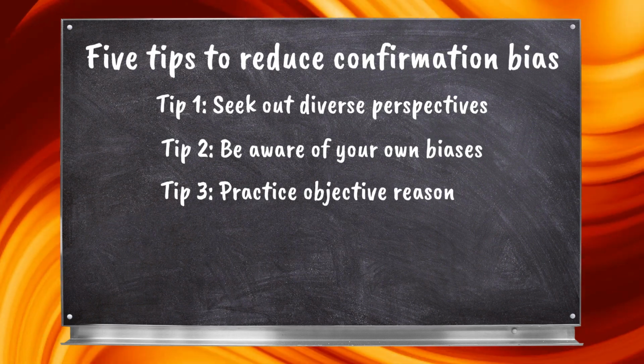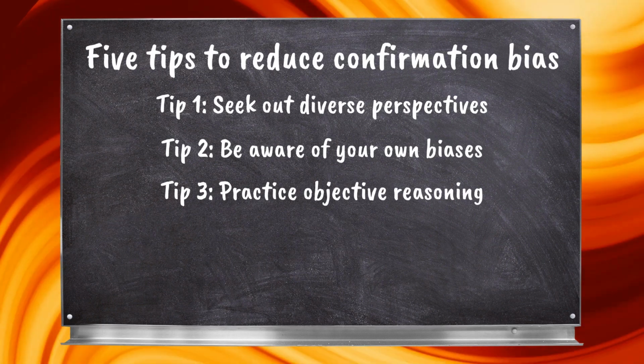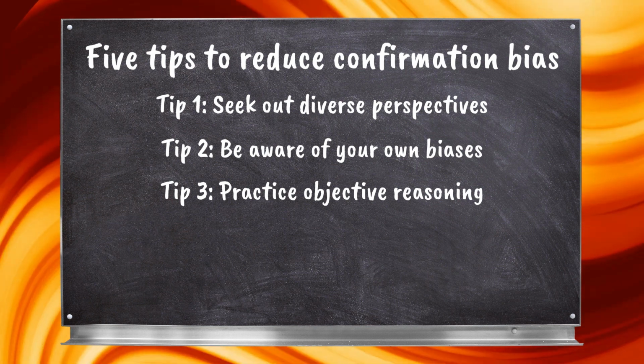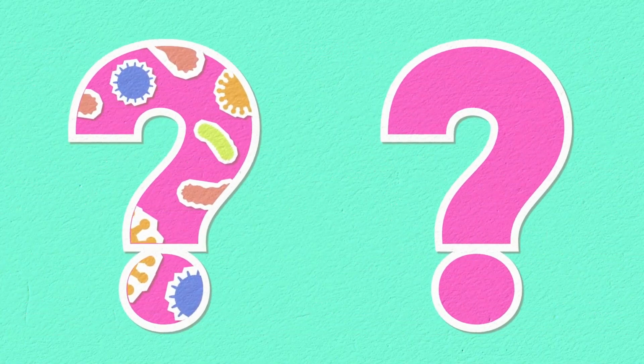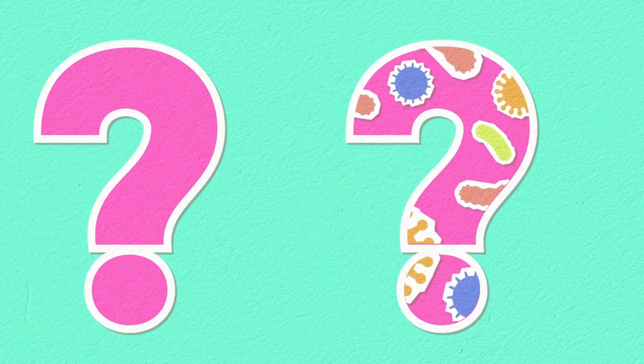Tip 3. Practice objective reasoning. When evaluating information, try to approach it objectively as if you have no stake in the outcome. Ask yourself, if I didn't have a pre-existing belief about this, how would I evaluate the evidence? This mindset can help you consider new information more fairly and reduce the influence of confirmation bias.